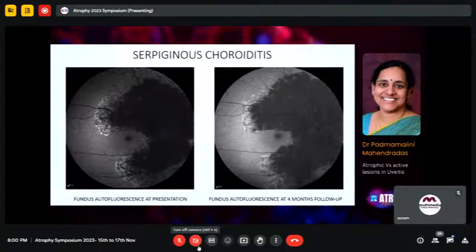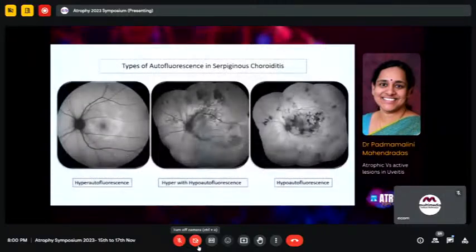Following treatment with steroids and immunosuppressive therapy, we can see the decreasing hyperautofluorescence in the patient. Type of autofluorescence: whenever hyperautofluorescence, suggestive of active lesions, hypo suggestive of healed choroiditis lesions. When we see hyper with hypo, it is during the healing phase of choroiditis.